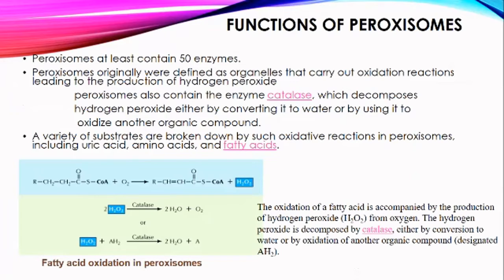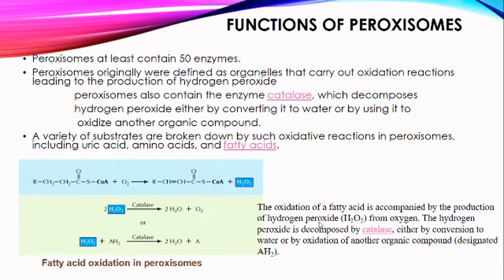Now, what are the functions of the peroxisomes? Peroxisomes contain at least 50 enzymes. So 50 enzymes. Imagine that, for a microbody, it carries a lot of enzymes. Peroxisomes were originally defined as organelles that carry out oxidation reactions, leading to the production of hydrogen peroxide. But it also contains an enzyme that breaks down the hydrogen peroxide.